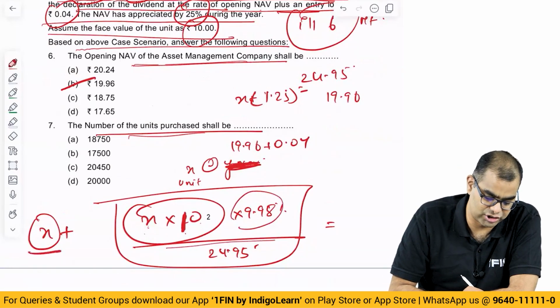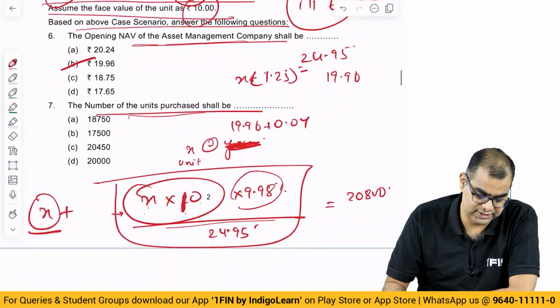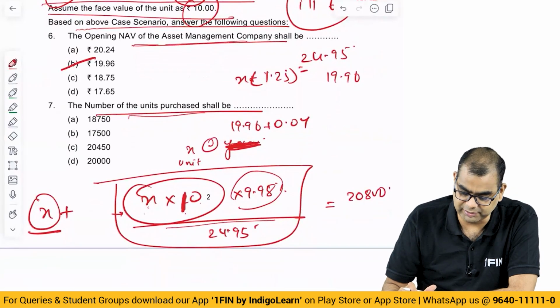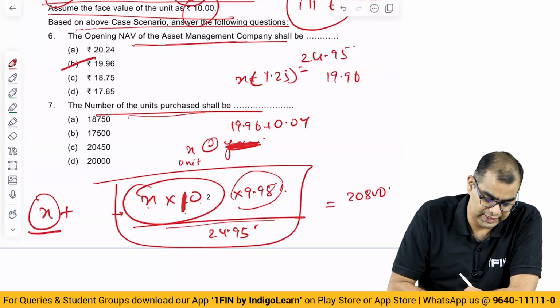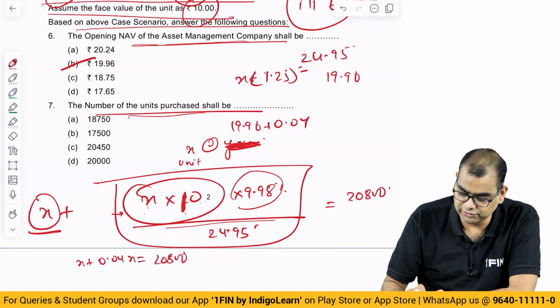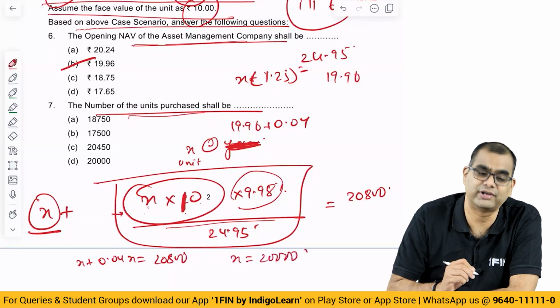So he got revised number of units. So this X original units plus this dividend units is equal to 2800. And you have to solve for this X. So what is this? 10X into 9.98%, that is 0.0998 into 10 divided by 24.95, is equal to 0.04. X plus 0.04X is equal to 2800. So 2800 divided by 1.04. So X is equal to 20,000. So he originally had 20,000 units.